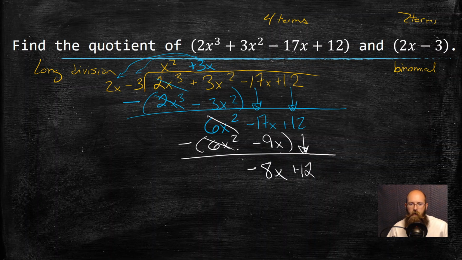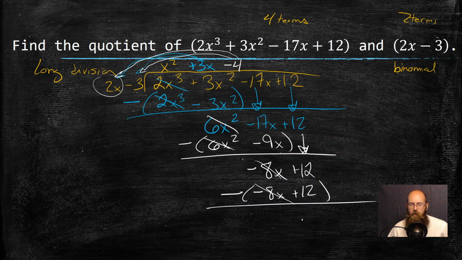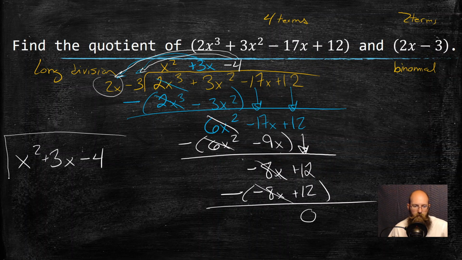Negative 8x, it's my thing in front now. Divide it by 2x, and I get a negative 4x. Oh, no, sorry. No x's, just negative 4. Then I distribute that negative 4 to both of those things out front, and I get a negative 8x. Negative 4 times negative 3 gets me a positive 12. Wrap it up in parentheses, subtract it away. 8x cancels, and 12 minus 12 gets me 0. Nice. So this is x squared plus 3x minus 4. I don't have to write anything else because there is no remainder.